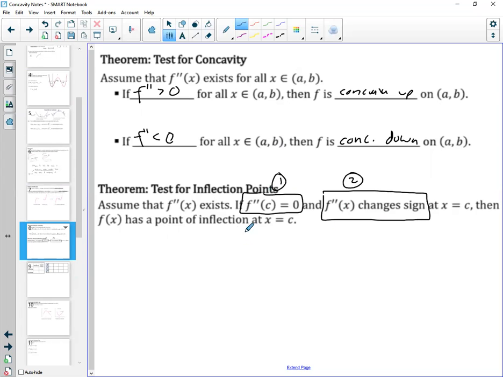The other part of step 1 is step 1a. We also have to see, is there any place where the second derivative is undefined? It's kind of like finding a critical point. You check and see where the second derivative is 0, and where it's undefined, then you check and see if the second derivative changes signs in those places.